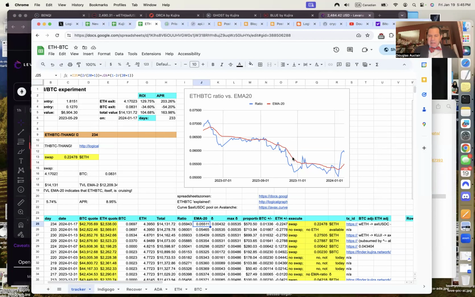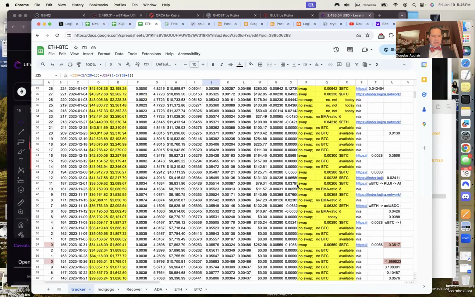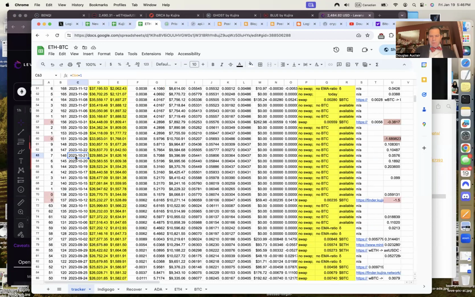Let's look at the opposite case, which is around here. You've got the EMA 20 on the 10th month, 21st day, above the ratio. So if we go to the 10th month, 21st day, we see that if I had Bitcoin, I would sell Bitcoin high with a lower ratio, sell Bitcoin high to buy Ethereum at a lower ratio.